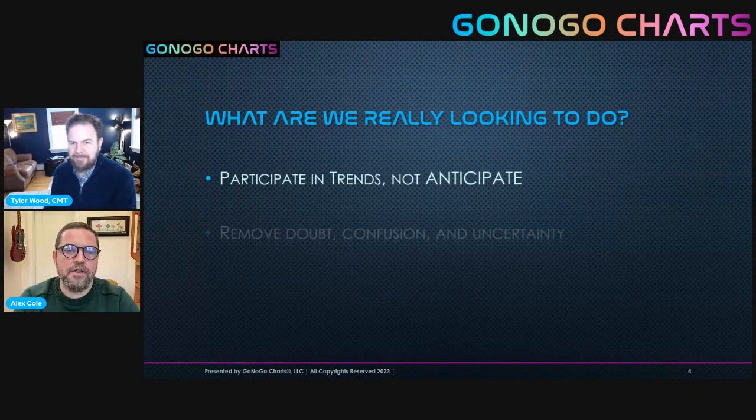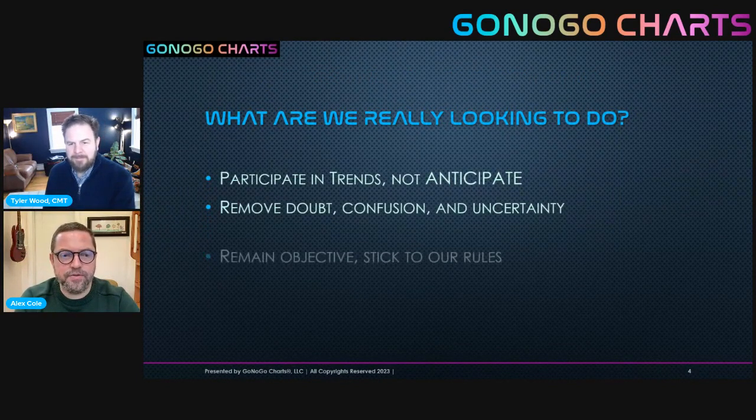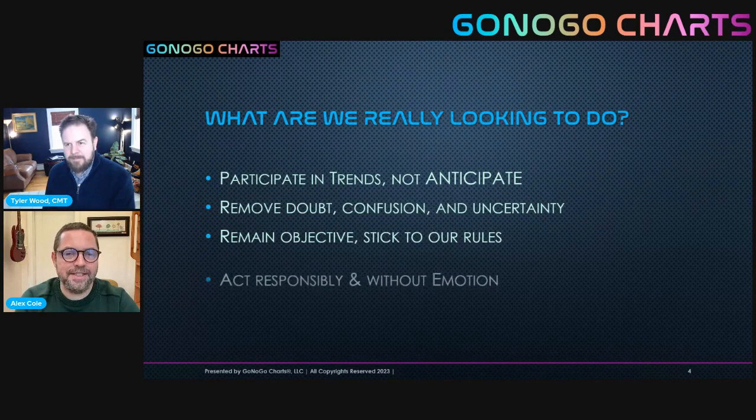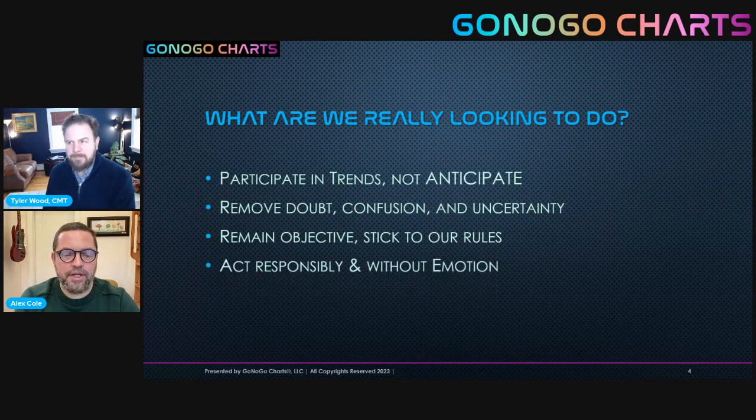So when we are looking at charts as technicians, we've said this before, we are trying to participate in trends, not anticipate. So we're not trying to predict, we're trying to react responsibly. And if we can do that, we remove doubt, confusion, uncertainty, and it allows us to stick to our rules, to follow our process, and remain objective. And then in that way, hopefully, we're acting responsibly and without the normal pitfalls that are associated with emotional trading.